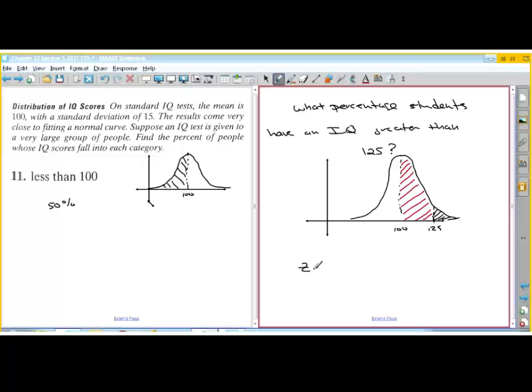So what you would do is find the z-score associated with 125. The z-score is the x value minus the mean divided by the standard deviation. So in this case, our x value is 125. Our mean is 100. And we divide by the standard deviation of 15. So let me get my calculator out. See what that is.